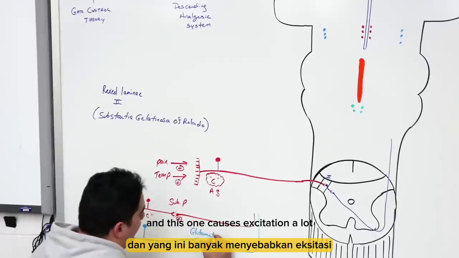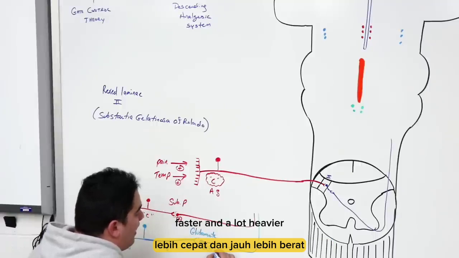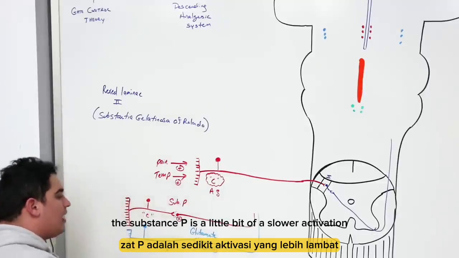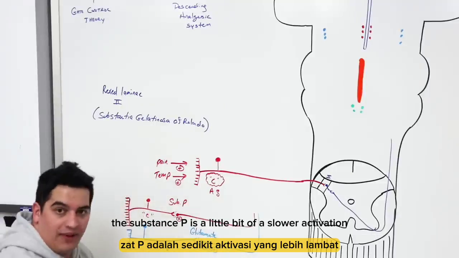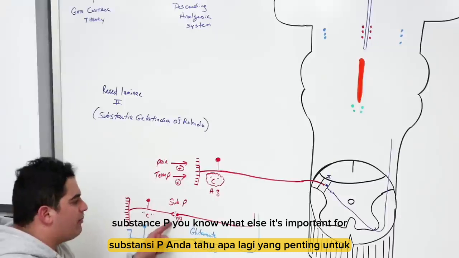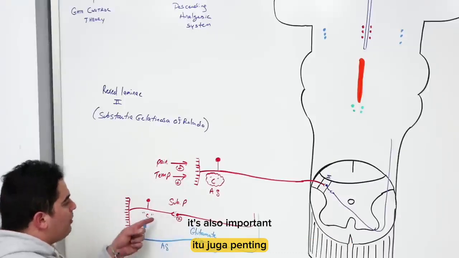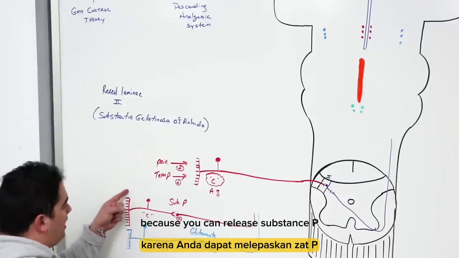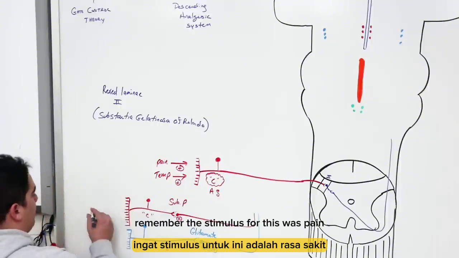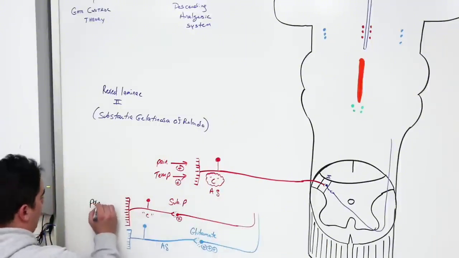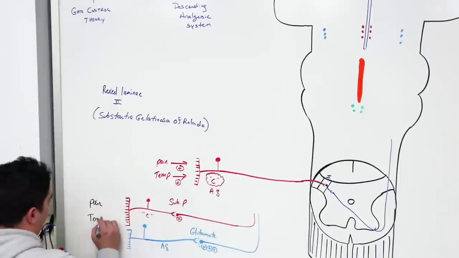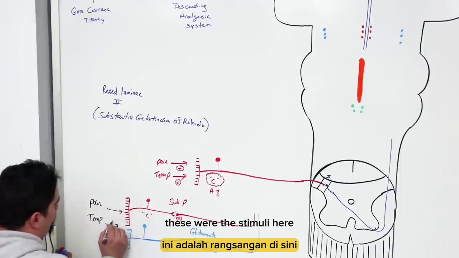And this one causes excitation a lot faster and a lot heavier. This substance P is a little bit of a slower activation. Substance P, you know what else it's important for? It's also important because you can release substance P wherever there's stimulus. Remember, the stimulus for this was pain and temperature. These were the stimuli here.